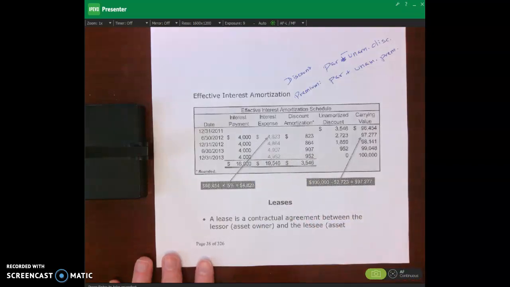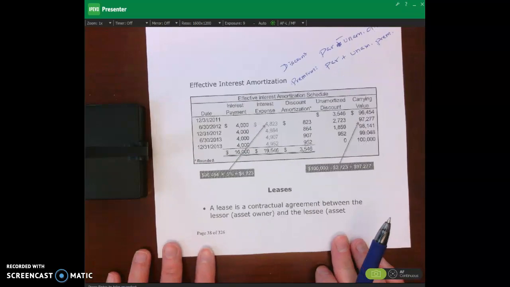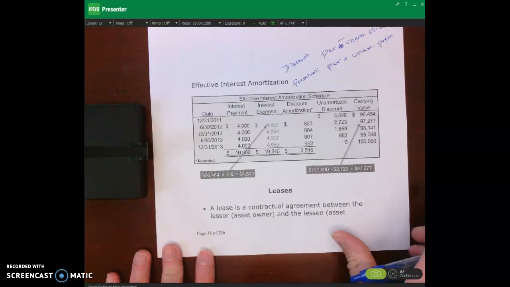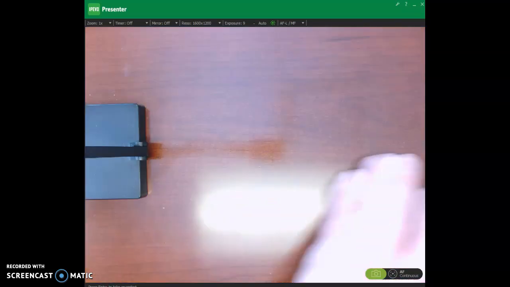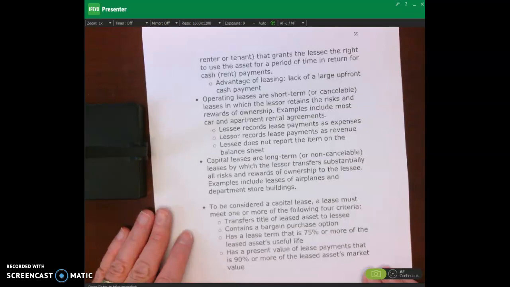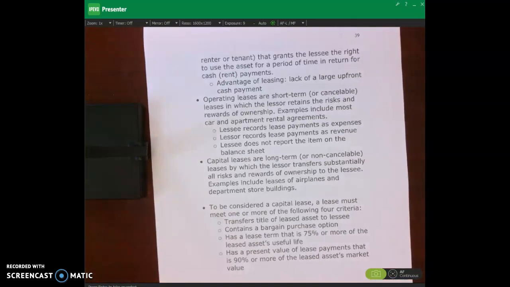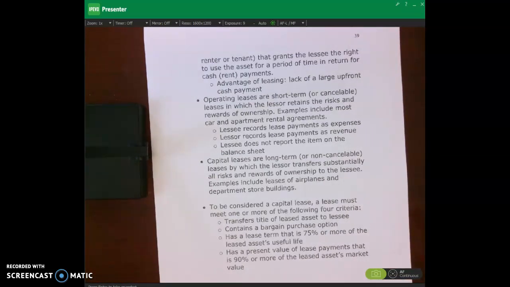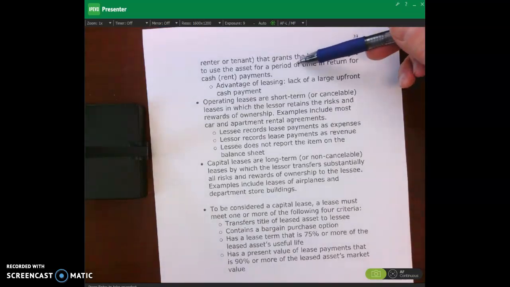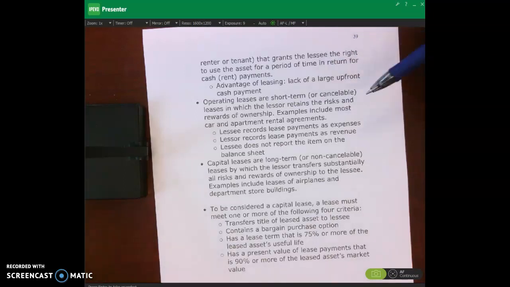Okay? So let's talk quickly about leases. I just want to give a pretty quick overview of leases. Okay? So it's a contractual agreement between the lessor, the asset owner, and then the lessee, who is the renter. So if you've ever rented an apartment before, you know what a lease is. Just a rental agreement almost. So that grants the lessee the right to use that asset for a period of time in exchange for cash or rent.